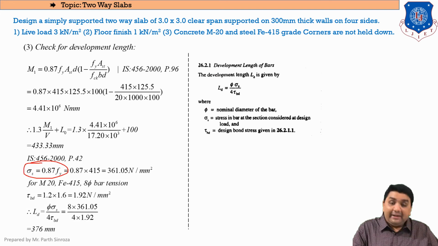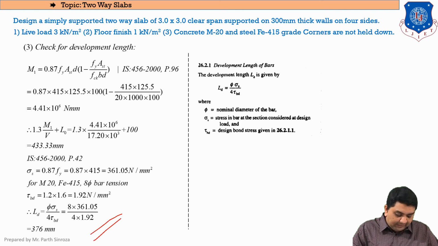Sigma S will be 0.87 into Fy. Fy in this case is 415. So the answer comes out to be 361.05 Newton per mm square. We have given M20 concrete and Fe415 steel, and we have taken 8 mm bar in tension. So tau BD comes out to be 1.92 Newton per mm square in this case. That we get from the table mentioned on page number 43.